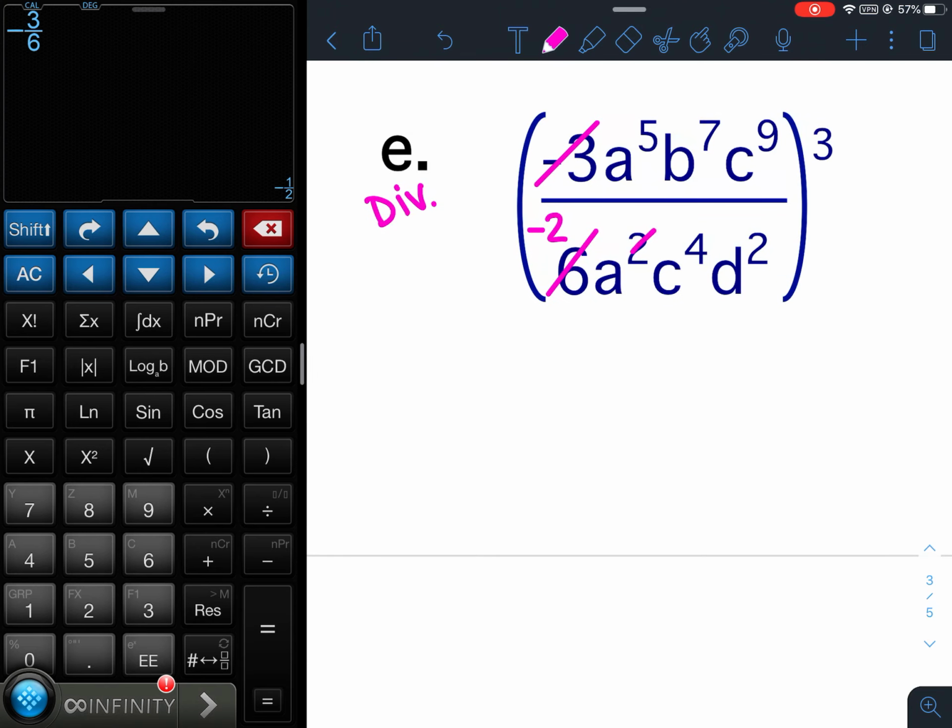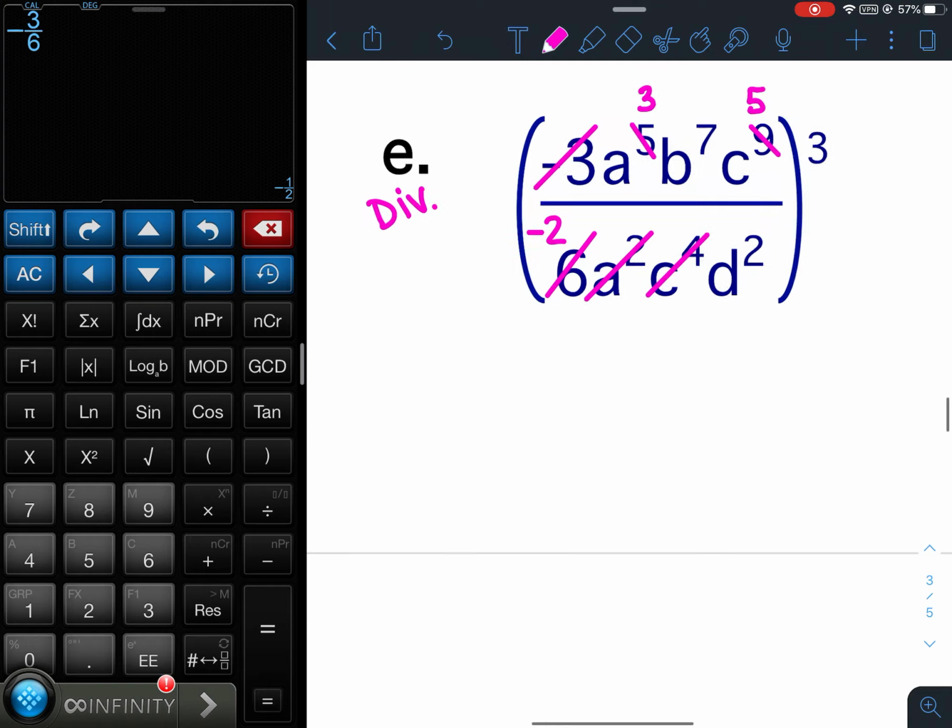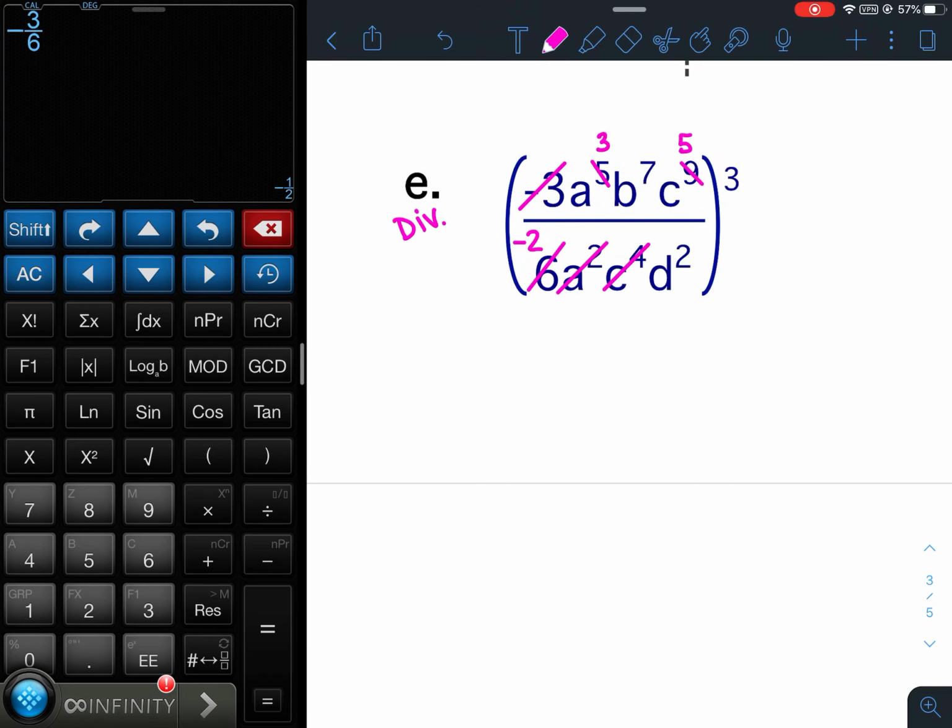All right, a to the second. That has the smaller exponent. 5 minus 2 is 3. There's not a b in the denominator, so I don't mess with the b. I have a c to the 9th and c to the 4th, so that would be my next step. C to the 4th gets completely crossed out, and 9 minus 4 is 5. There's only a d in the denominator, so I don't need to worry about doing anything with that. So now remember, whatever was in the numerator stays in the numerator. Whatever's in the denominator stays in the denominator.